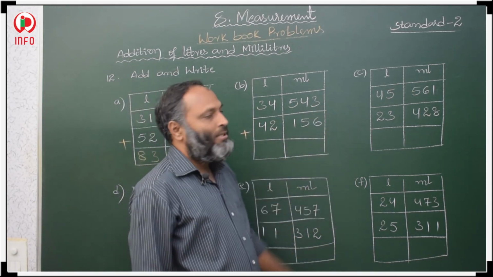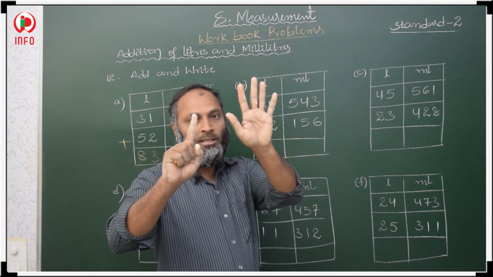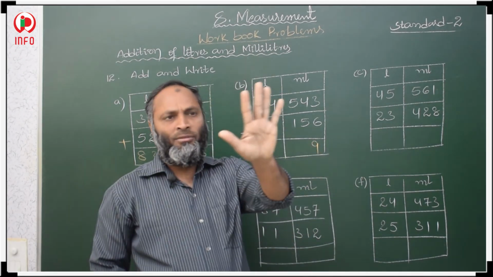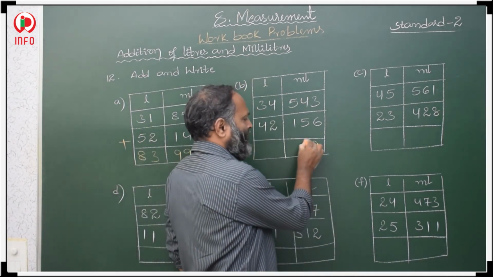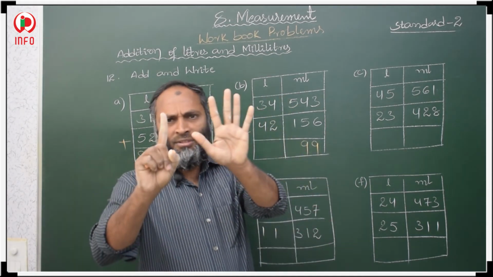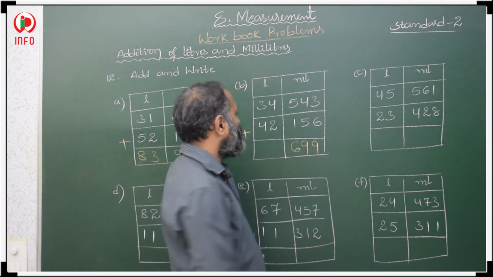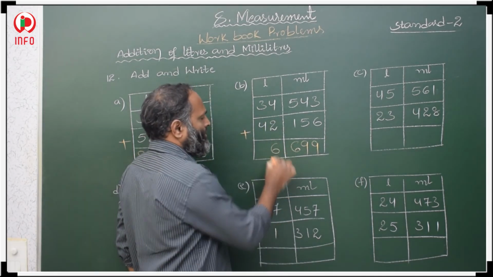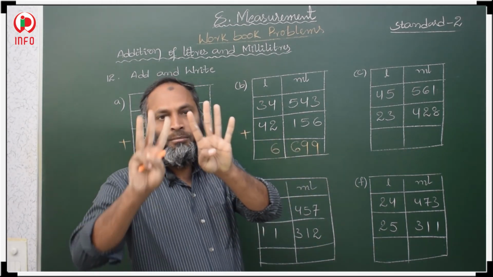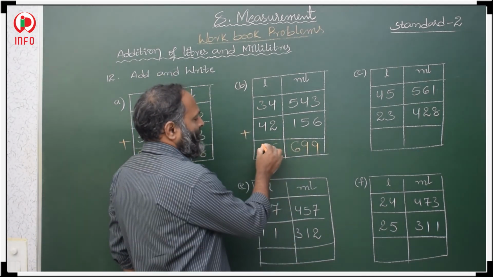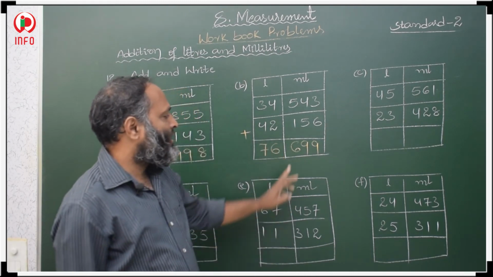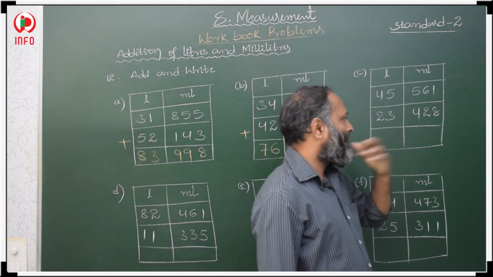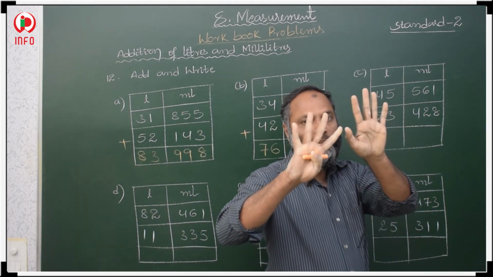Now addition. Add 3 plus 6, 9. 5 plus 4, 9. Then after that 5 plus 1, 6. 4 plus 2, 6. 4 plus 3, 7. 76 liters, 699 milliliters. Now here also, first in milliliters we have to add 8 plus 1, 9.